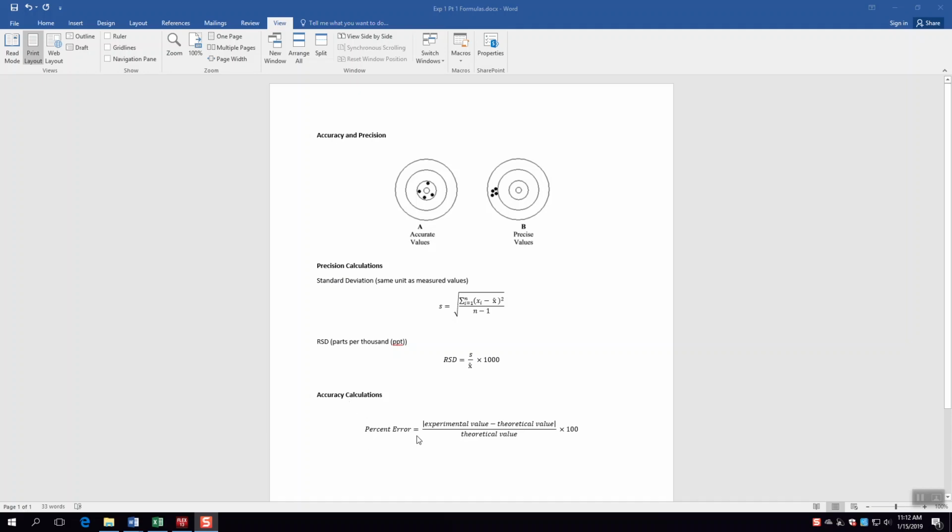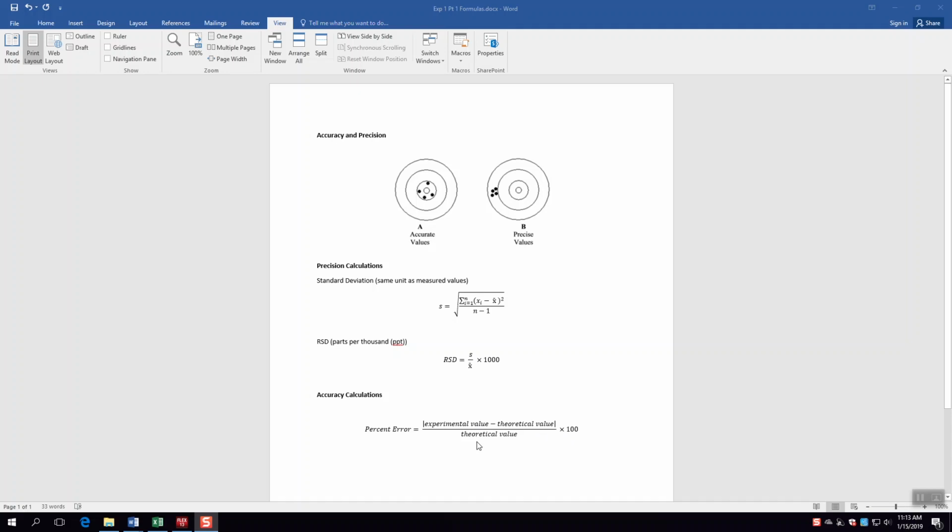Then we use something called relative standard deviation, RSD. I should probably have written out here, relative standard deviation. And this has values of parts per thousand because we multiply it by 1,000. The RSD is the standard deviation divided by the average times 1,000. And again, it has units of parts per thousand.